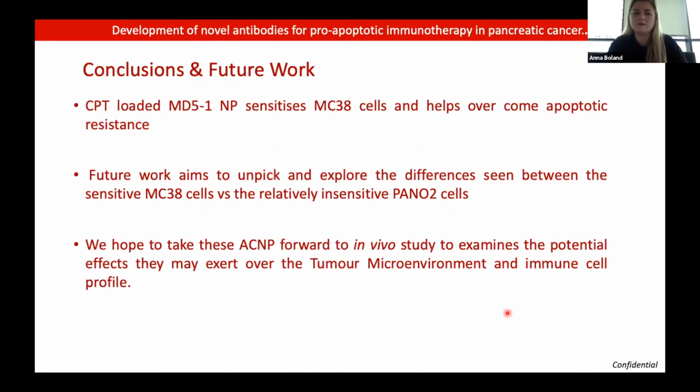We want to unpick and explore the differences we've seen between these sensitive MC38 cells and the relatively insensitive PAN02 cells. And then the real advantage of these cell lines, as they're murine, is we want to try take these forward to an in vivo study, and we want to look at differences in the effects they may exert over the tumor microenvironment, as previously we've not had the opportunity to use syngeneic models. So we wish to look forward and see what we can do there.